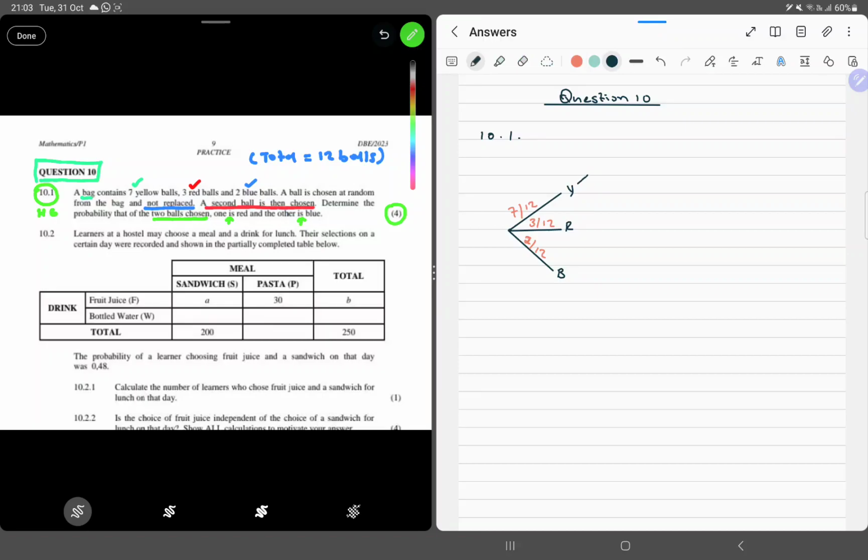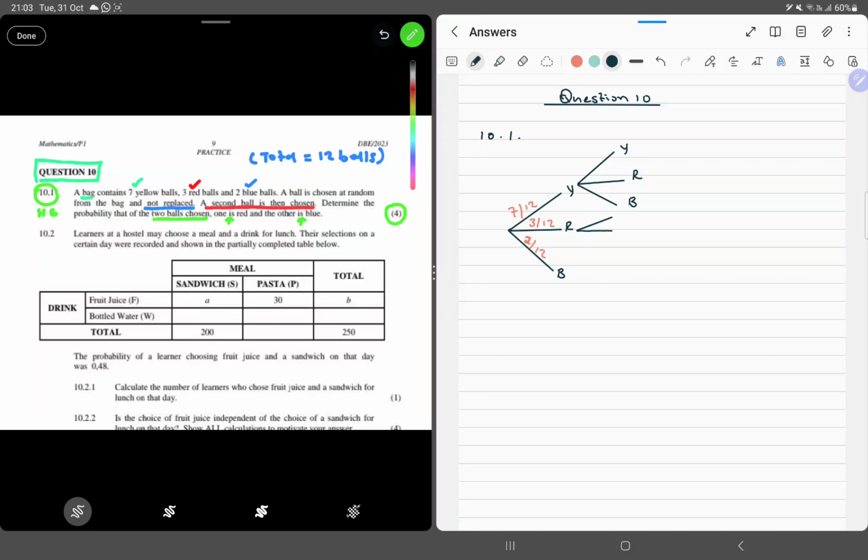The second draw here can go 3 ways. It could go this way, that way, or that way. So this could be still yellow, or it could be red, or it could be blue. The same will happen for this one.